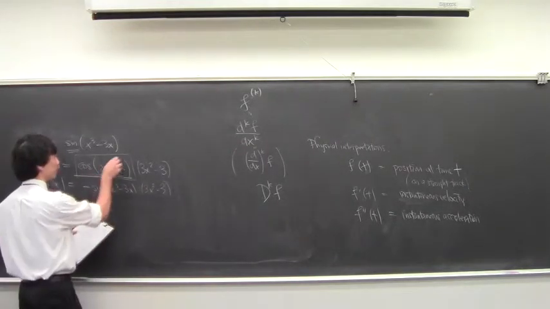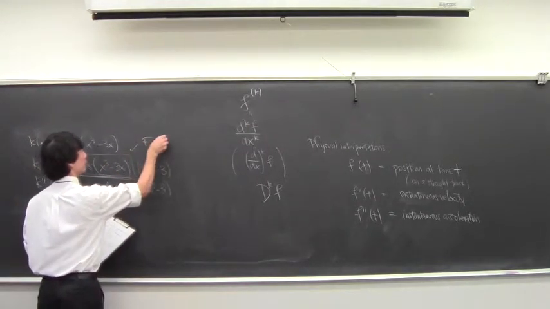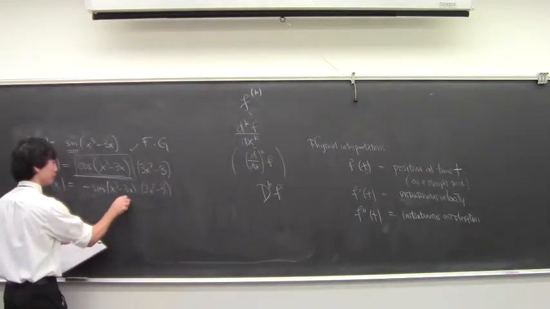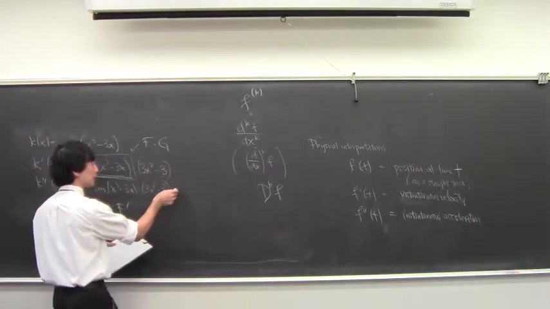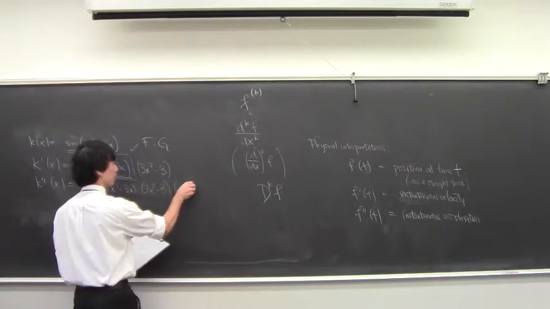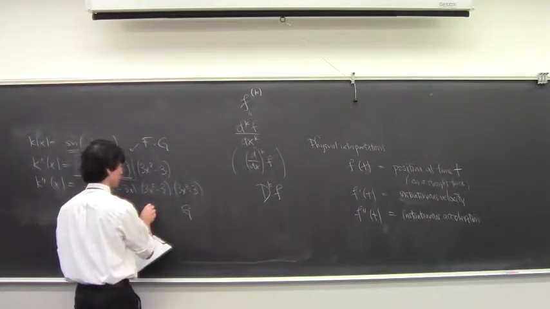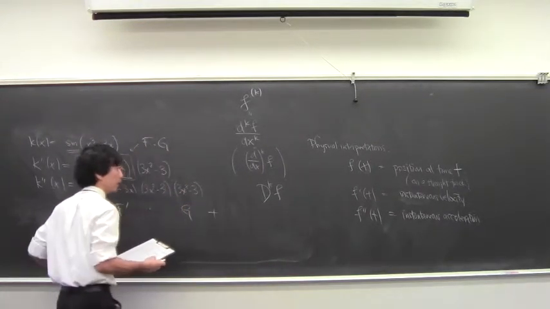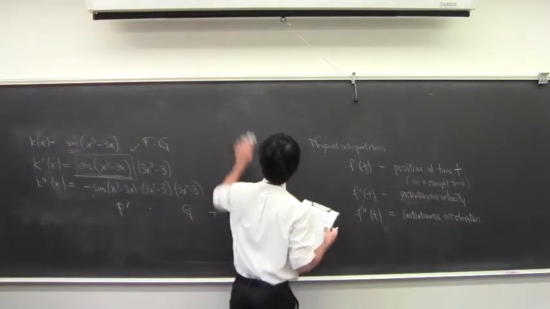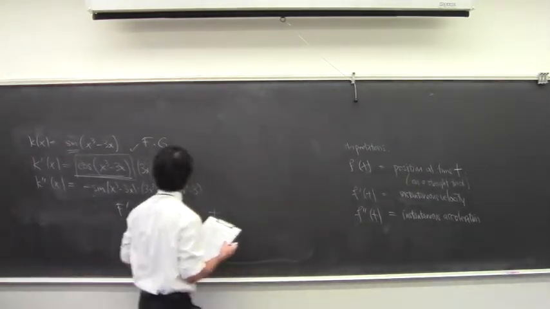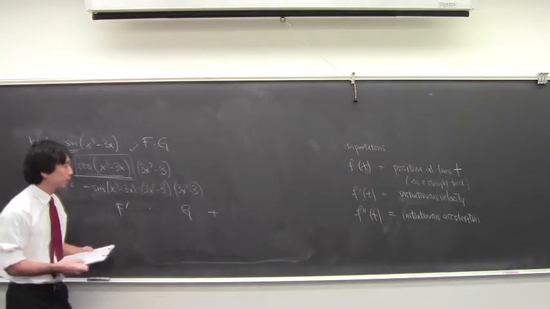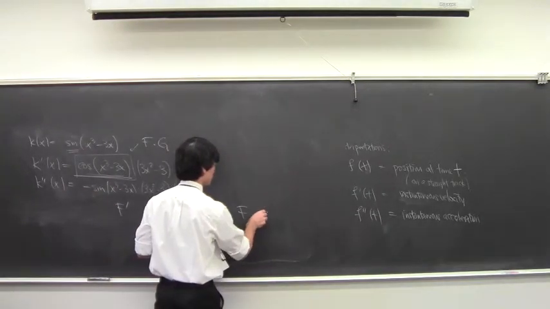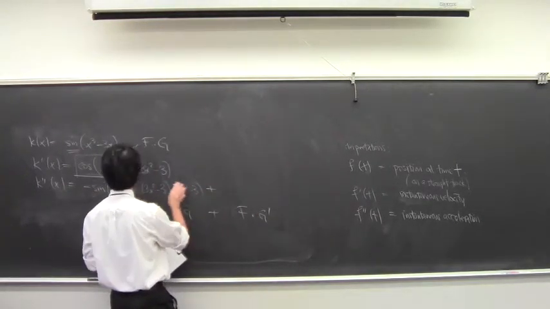So when you differentiate one function times another function, you get the derivative of the first guy times the second guy. Well, the second guy is this, right? Times that plus what? Right, the first guy times the derivative of the second guy. So let's add those guys on.